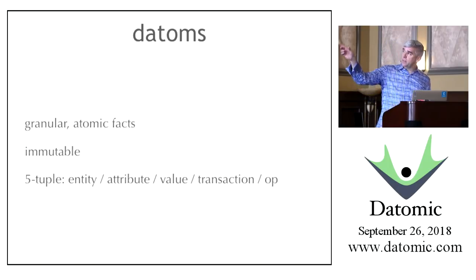With Datomic, because transactions are entities, you can talk about them. That talking, though, is open-ended. They can have arbitrary attributes as well, and we'll see that more later. And then operation says, are we adding this fact to the system or removing this fact from the system? So the operation is true if we're adding it to the system and false if we're not.